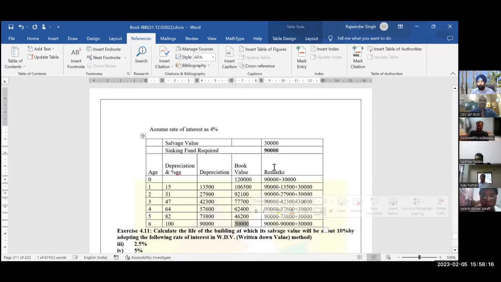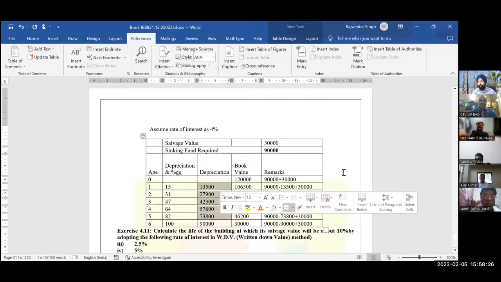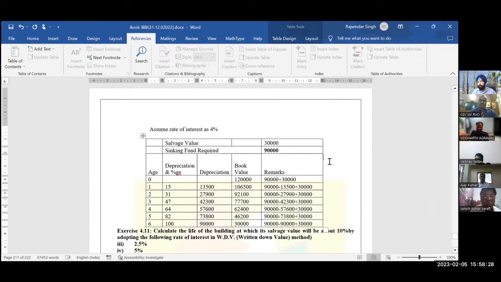So see here, what is happening? It is slower. It has less depreciation in the early stages, and as you go, the amount of depreciation increases. The percentage increases as you go.